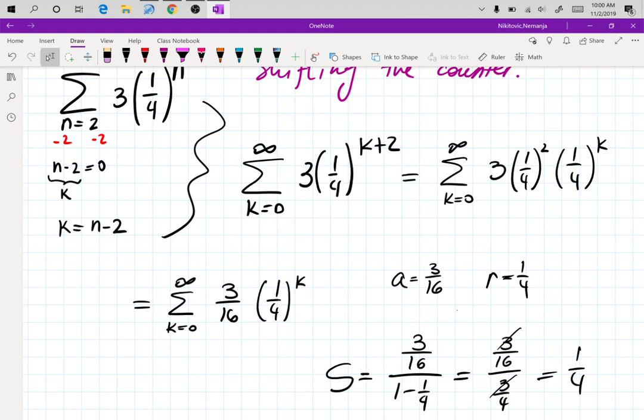This shifting the counter will be like that when you get to differential equations, because every problem will have it. Once you start taking derivatives of power series, every time you take one derivative, it shifts the counter by 1, and then you have to bring it back so you can equate them all to solve the rest.